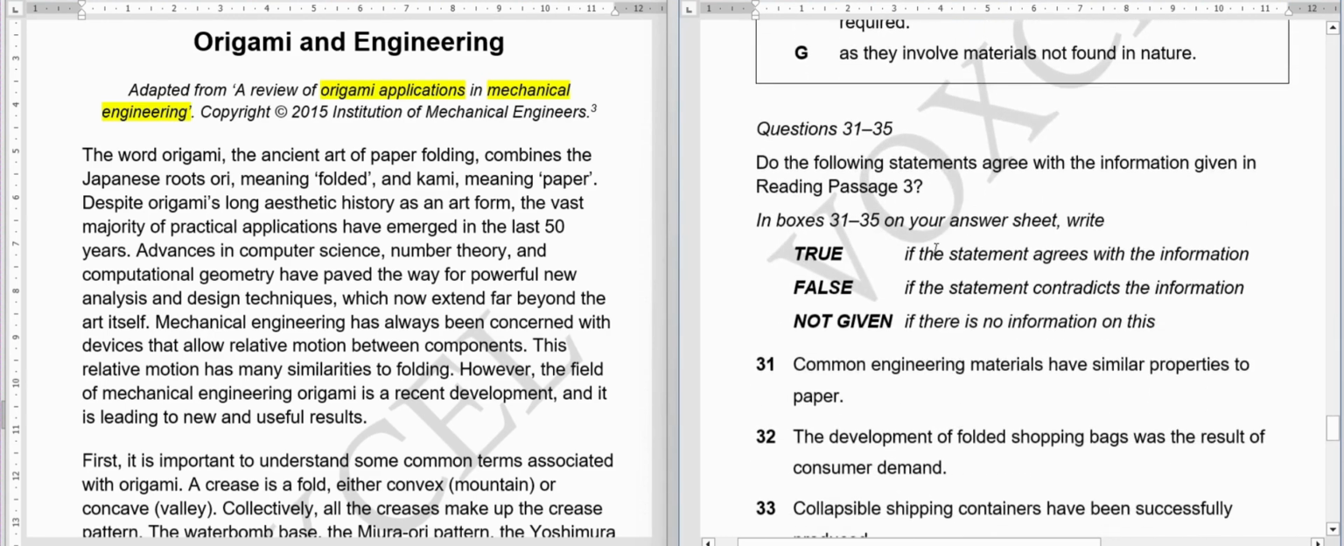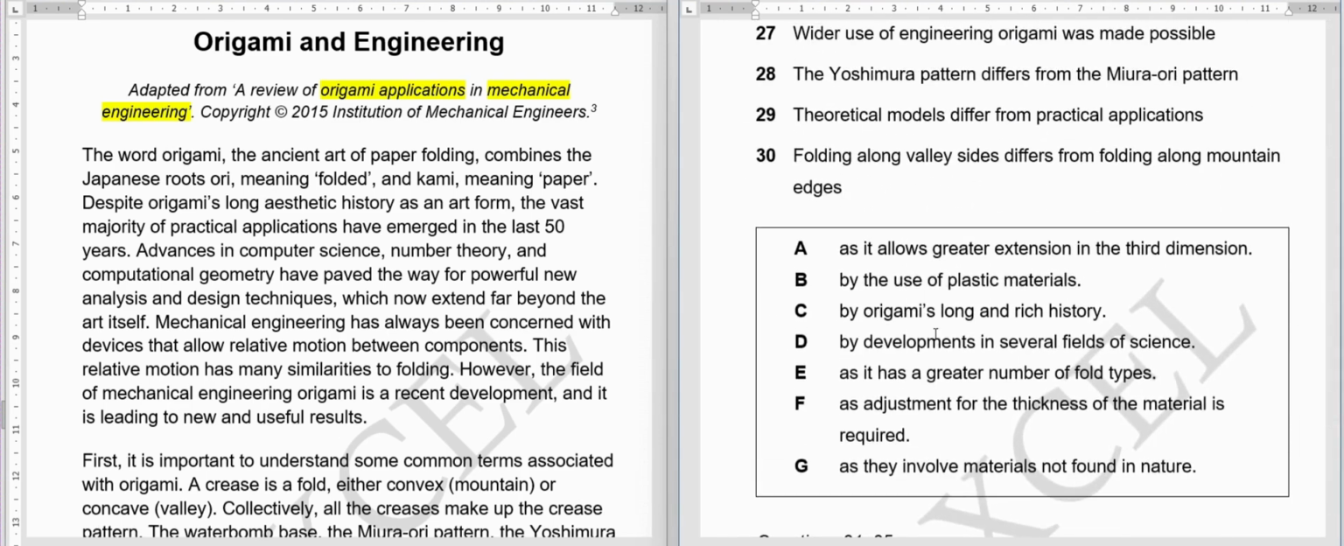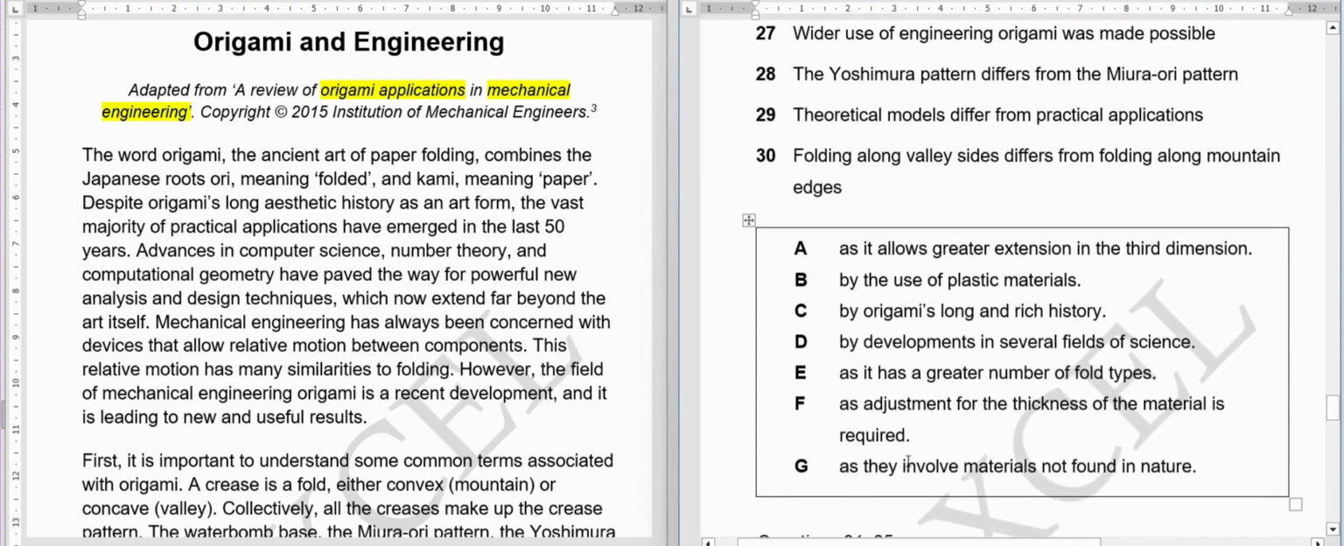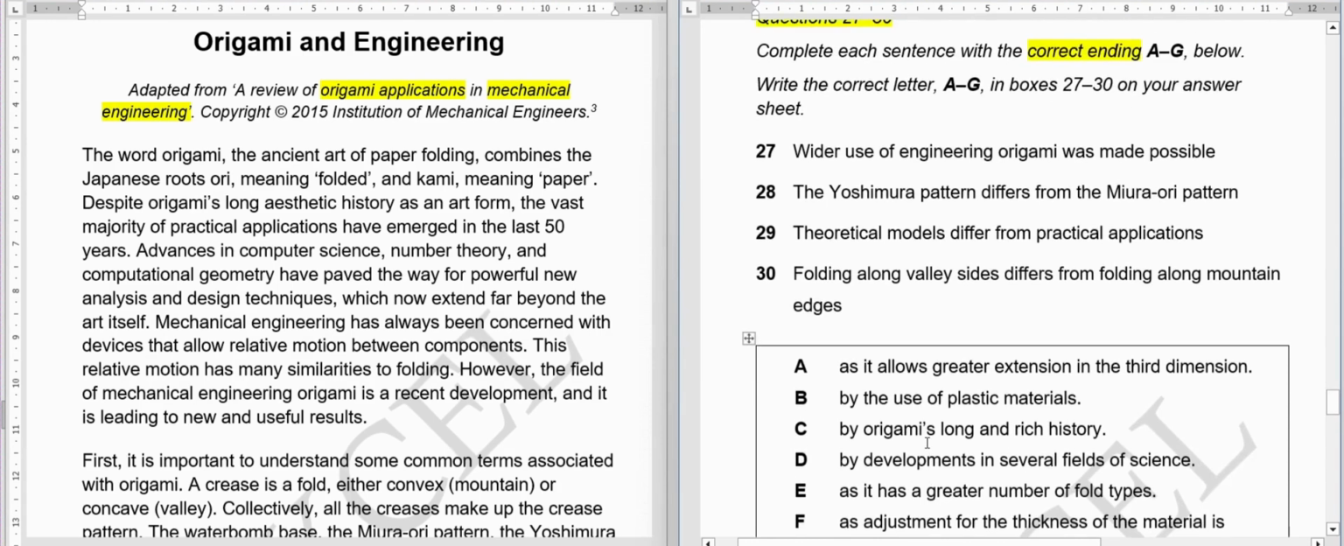Or what you can do is just read the paragraph and then start reading the questions one by one. It's up to you, whatever you prefer. But what I'm going to do is read the endings first. Why? I'm just going to give you a simple reason.